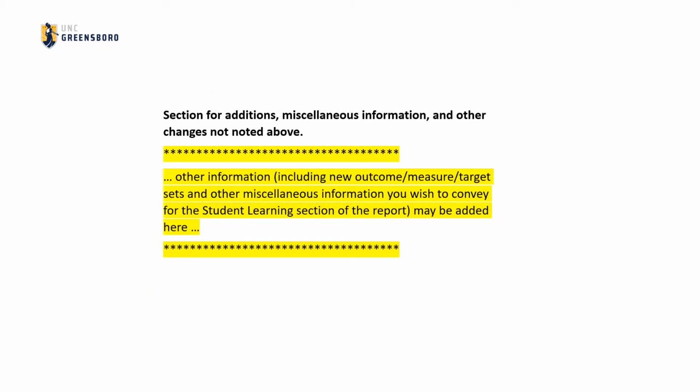If no revisions are needed, simply check the box next to "no changes." Next, you'll find the section for additions, miscellaneous information, and other changes related to the student learning outcomes section. In this optional section, the user is provided with an editable area where other information regarding student learning outcomes may be provided. For example, did the program have a student learning outcome measure target set that wasn't listed in the template? Here's the spot to list that set and its associated findings. Other miscellaneous information related to the student learning outcomes section may be provided here as well.